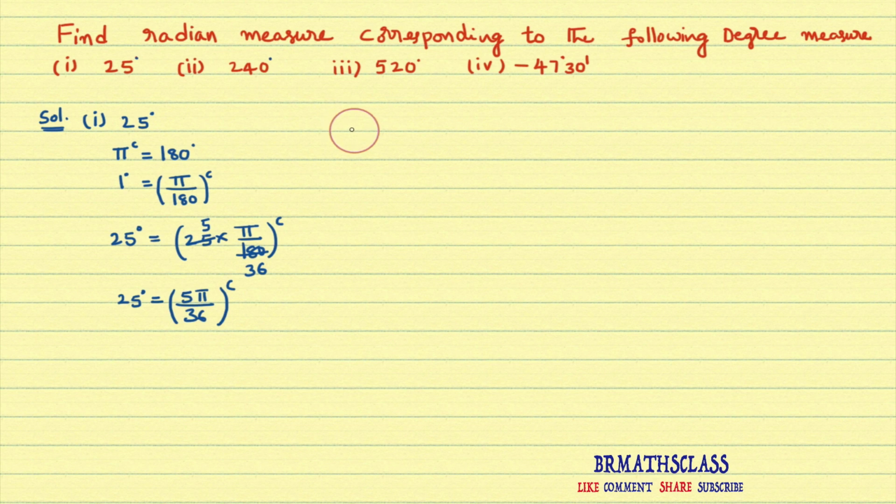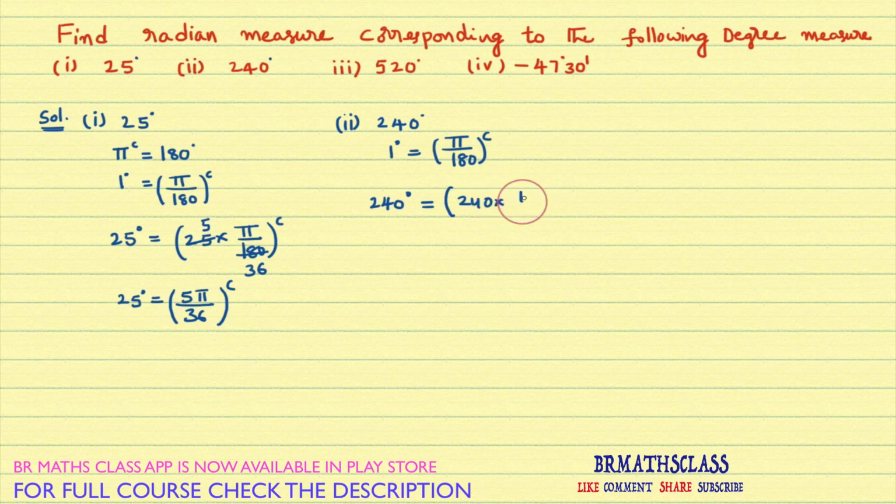Similarly, we will see the second bit, 240 degrees. Now we need to convert this 240 degrees into radian measure. The important thing is you need to know what 1 degree is. From this, 1 degree is pi by 180 radians. You need 240 degrees. You multiply both sides by 240 degrees. 240 into 1 degree is 240 degrees, equals 240 into pi by 180 radians.